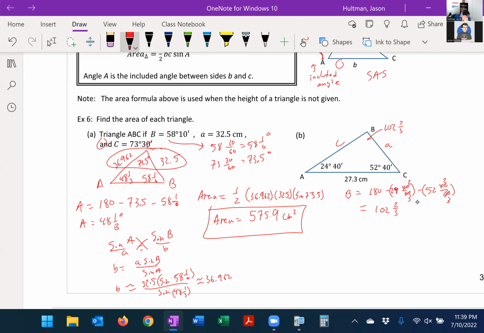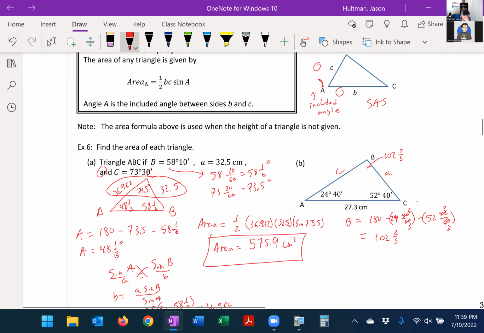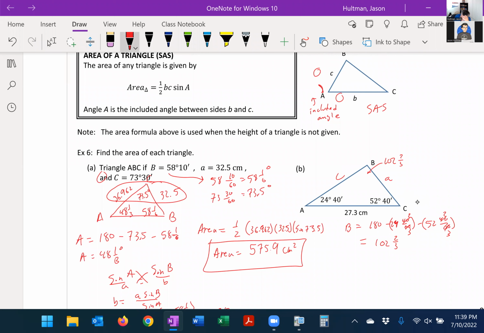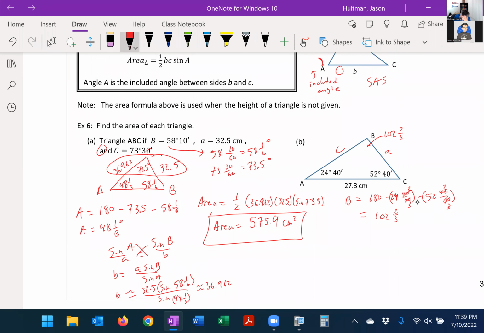And so again, in order to use the area formula, I have to get an included angle. I have to get an angle that's included between two sides. I have to get two sides and the included angle. And so I either need to get side A or side C. Okay, so I'm going to get side C here. And then I'm going to use this angle, this side, and this side to get my area. So let's first figure out what side C is.